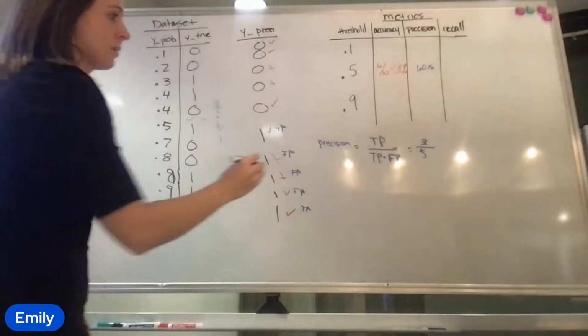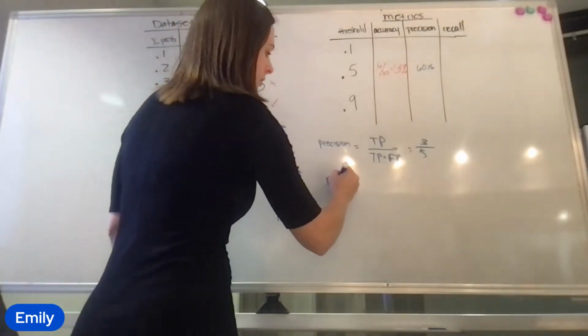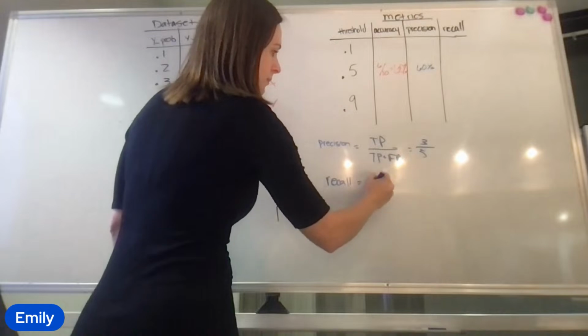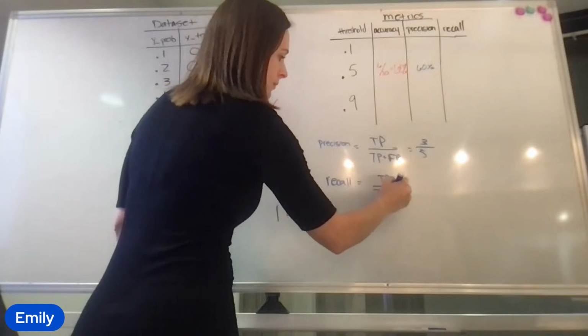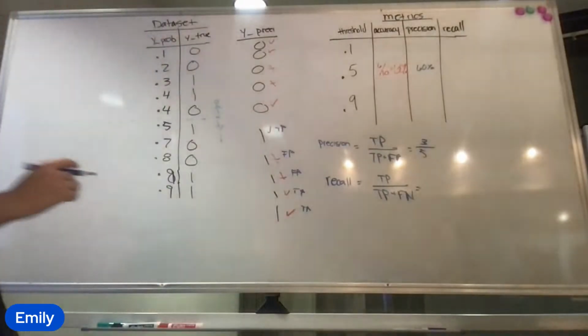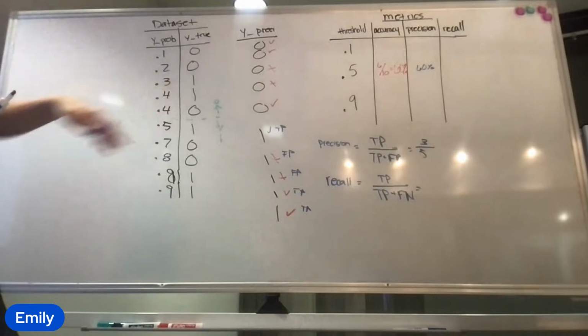And anybody remember the formula for recall? TP over TP plus FN. So what's a false negative? Or which of these are false negatives?